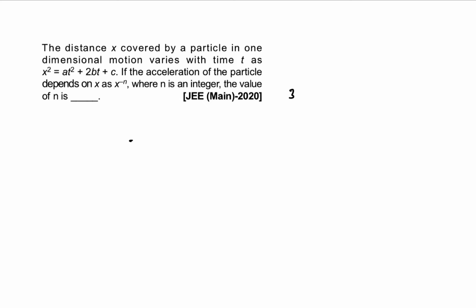Now, next question. The distance x covered by the particle in one dimension motion varies with time t as x square is equal to a t square plus 2bt plus c is given. You observe in this question, x as a function of time is given already. Acceleration of the particle depends on x. Again, we need a relation of a as a function of x. Acceleration, I am writing capital A. We need the capital A relation.